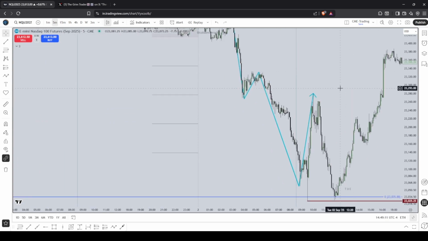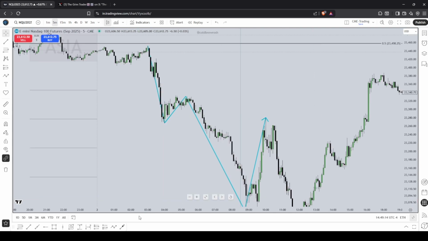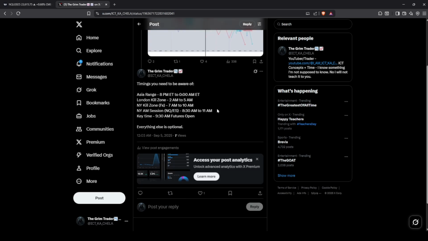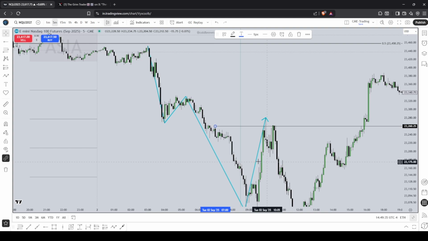On the 5-minute, we have a very significant high that got taken out. This is 7 a.m. high. The 7 a.m. to 8:30 a.m. is called the pre-market session range. It's not mentioned here, but this is something that ICT had taught in his 2022 mentorship or perhaps later. I don't remember, but it's not important. The 7 a.m. to 8:30 a.m. range is quite important. You need to mark this out.